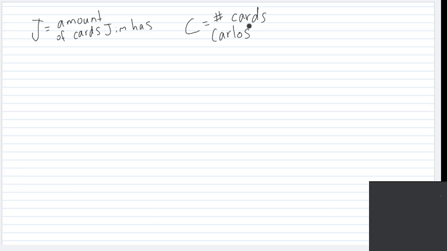Now we want a phrase that will combine our two variables together. So, what does our sentence say? Jim has four more than three times as many cards as Carlos. All right, let's work backwards a little bit. The amount of cards that Jim has, how do we write that? We just write J. So J equals the amount of cards that Jim has equals what?